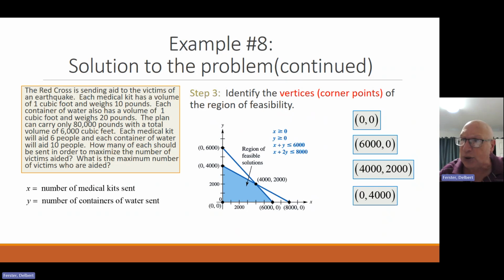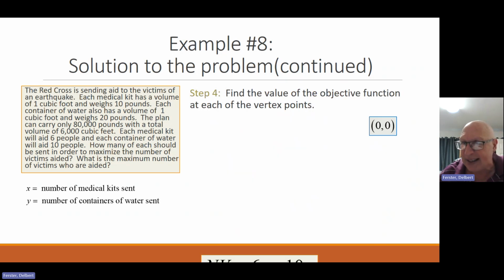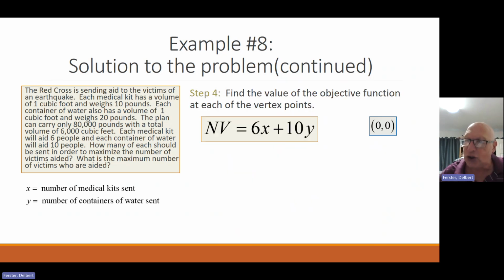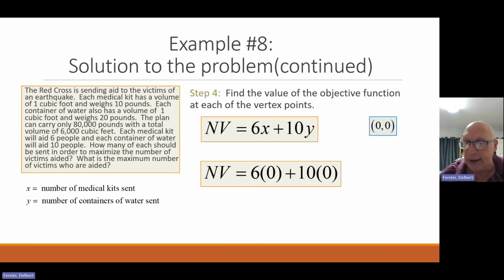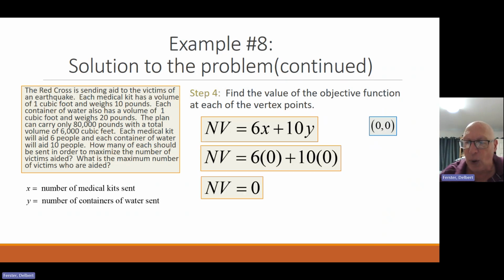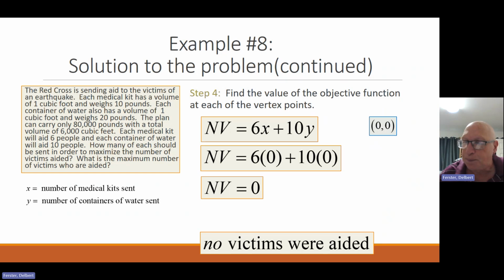Now look, that first one's kind of sneaky. If you're sending no medical kits and no containers of water, you guessed it, my friends, we're going to help no victims. All right, but it's not invalid mathematically. It's just kind of sad. So there's your objective function. Using the (0, 0) endpoint, you notice that we aided 0 people. Well, that better not be our maximum, or this is a pretty futile attempt.